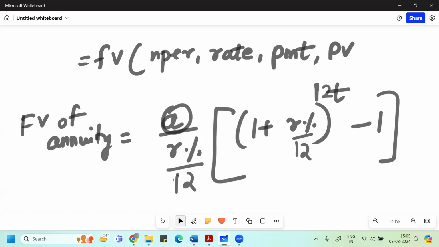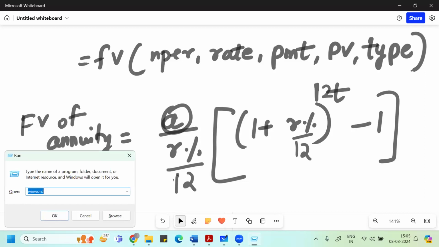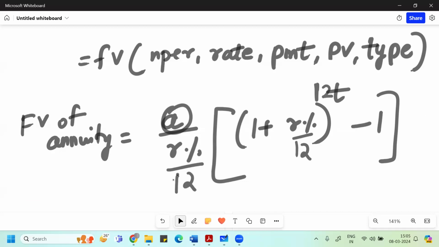So whatever my down payment is, maybe 1 lakh or 10 lakh, that would be my PV, and PMT would be the 8,000 rupees EMI I'm putting in, and then it would be type. Type would be 0 or 1. You can by default put 0. 0 means at the end of the period. You can use this formula, and this will definitely help you achieve this.